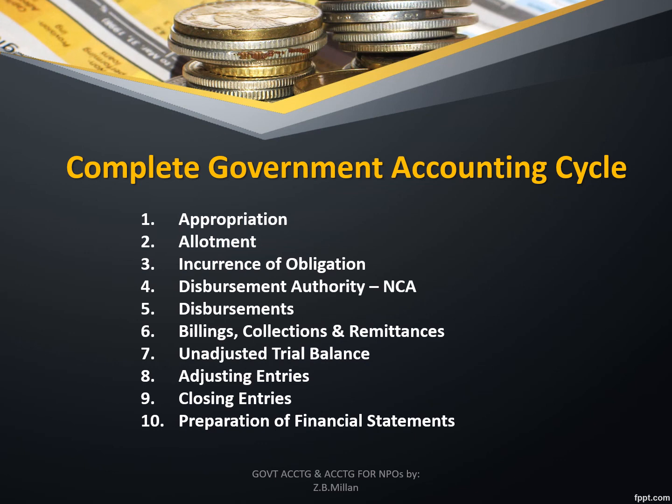So to end, let me give you an overview of the complete government accounting cycle. So again, the government accounting cycle starts with appropriation, followed by allotment, incurrence of obligation, disbursement authority through NCA, disbursement, billing collections and remittances, preparation of an adjusted trial balance, adjusting entries, closing entries, and the eventual preparation of financial statements.